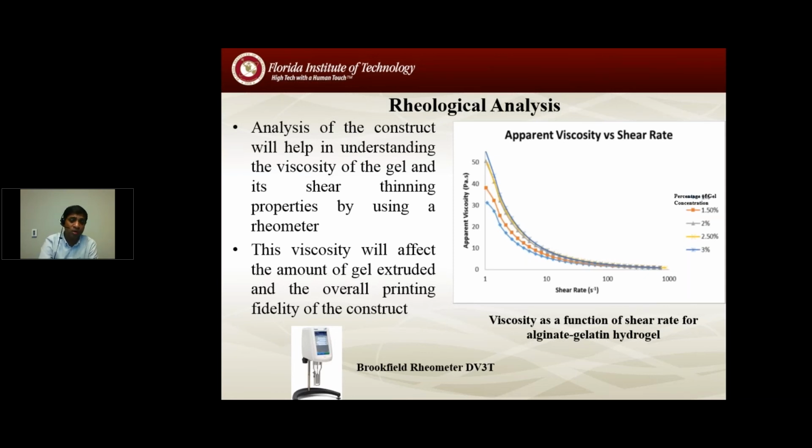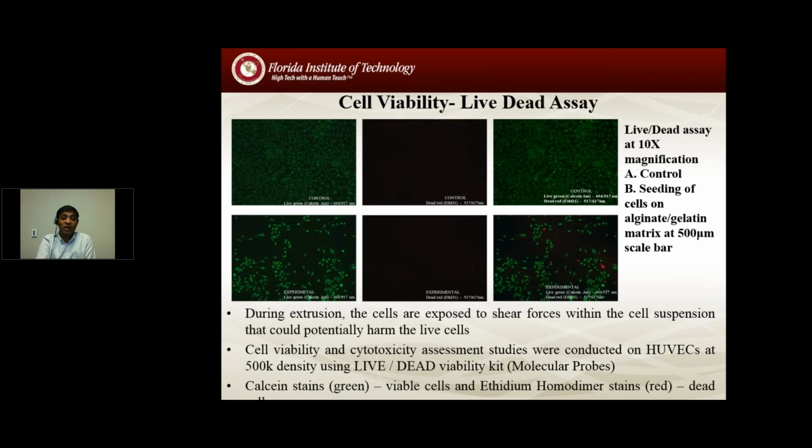So this is an example of viscosity versus shear stress. It is very important for a bioprinted tissue to maintain its viscosity behavior, because as the shear stress increases, you want your viscosity to decrease, and it follows that trend.